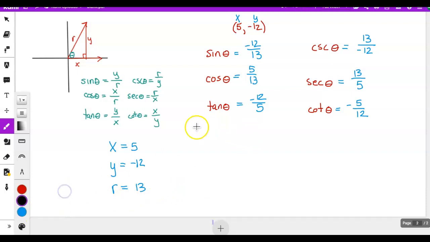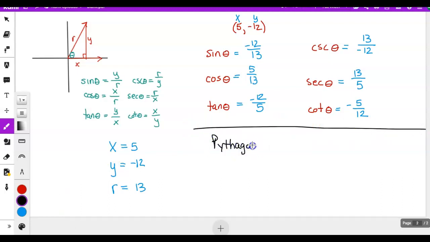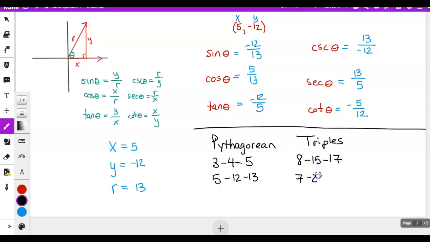Here are the Pythagorean triples that you should know. These are obviously not the only ones that exist, but these are the kind of most popular. So if you know two of the three numbers, you don't have to do any math to get the third one. So the Pythagorean triples are 3, 4, 5. Again, not the only ones, but the most popular ones. 5, 12, 13, 8, 15, 17, and 7, 24, 25. So those are the Pythagorean triples that I would memorize.